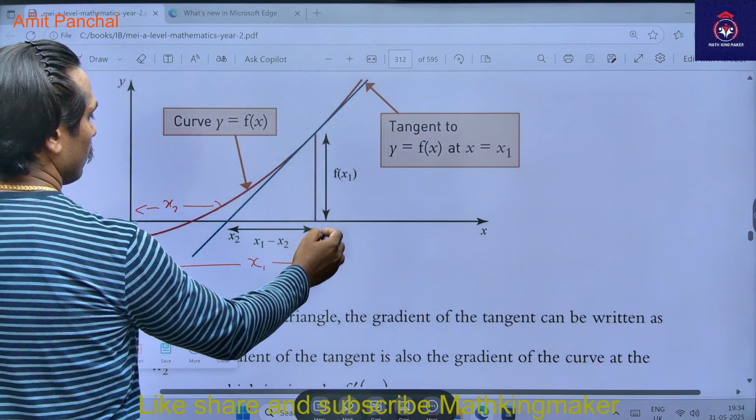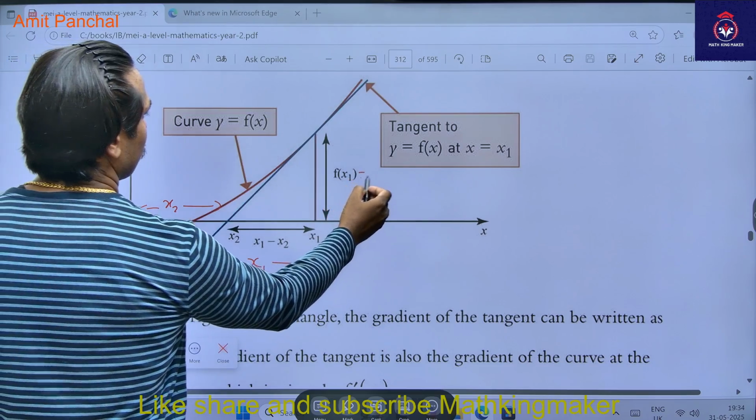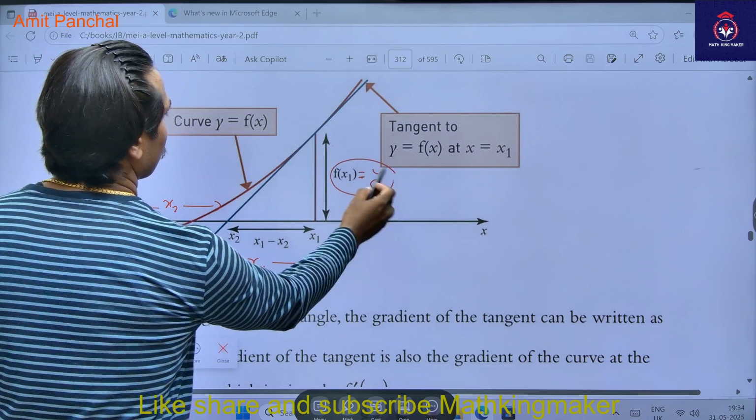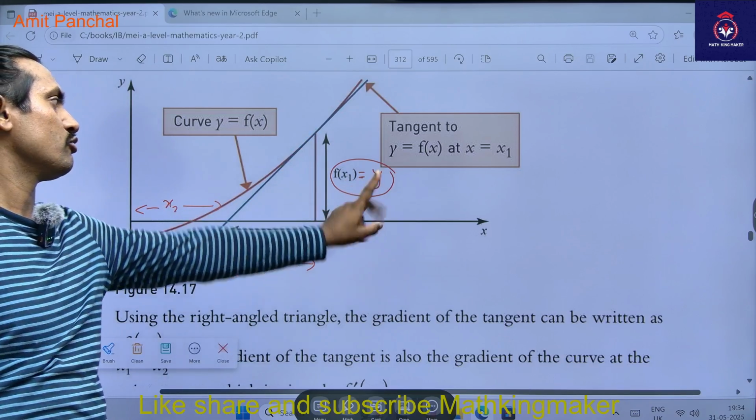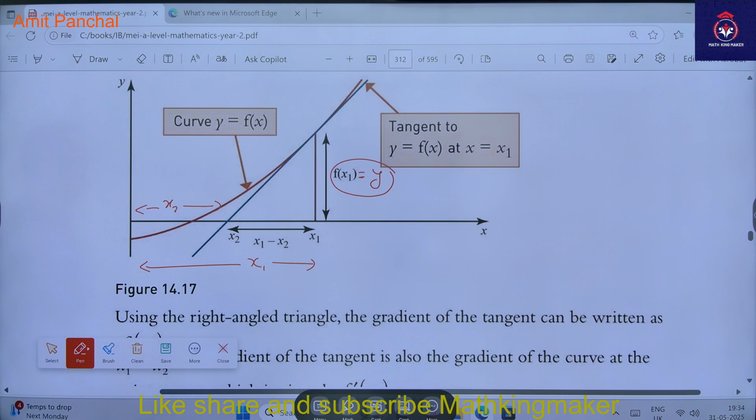Why is it f(x1), sir? Oh yes, it is the value of y at x1, so that will be given as f(x1). Got it? Yes, I got it.